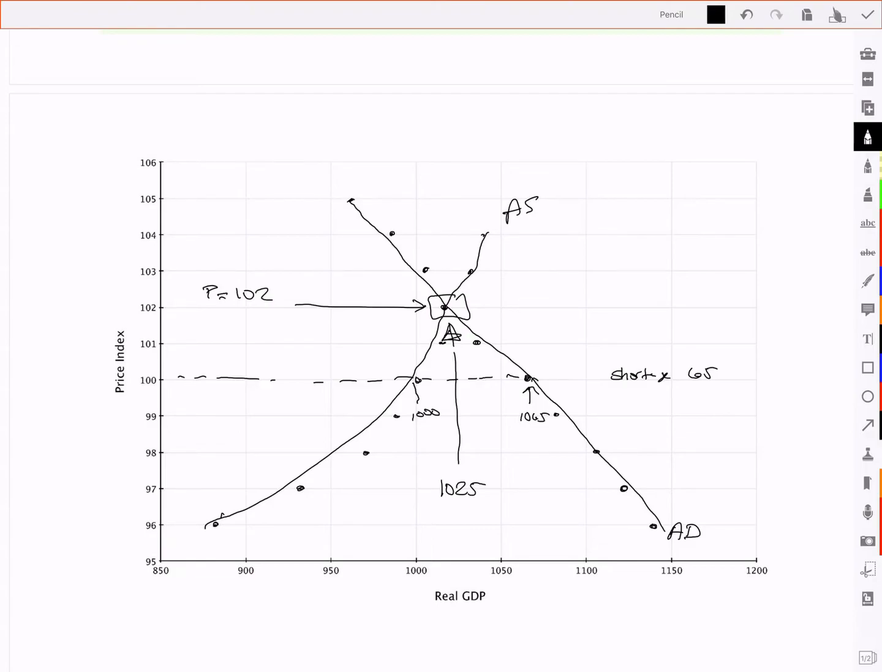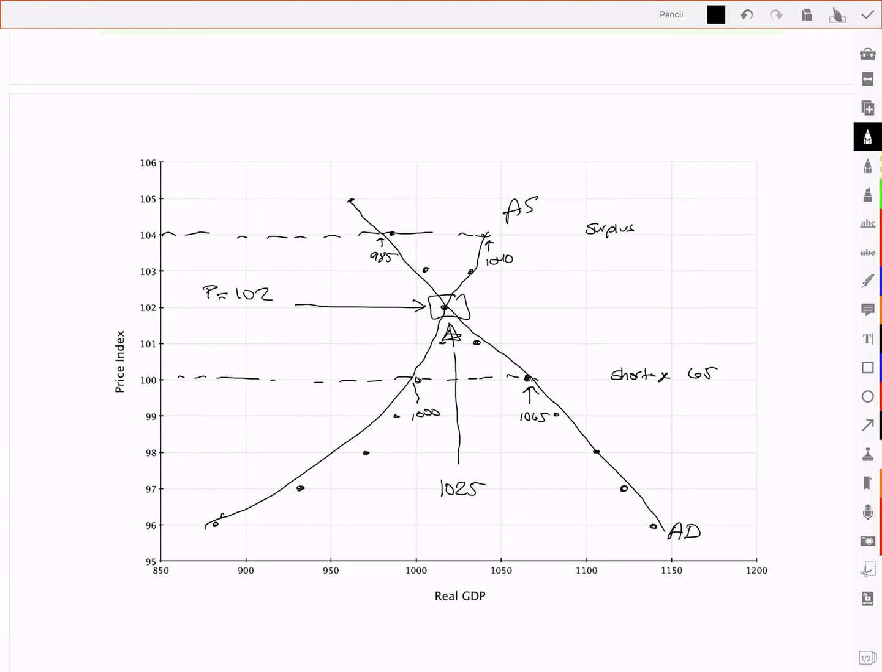Okay. Now, what if the price was 104? If we look at 104, the aggregate quantity supplied is 1040. The aggregate quantity demanded is 985. So at higher prices, businesses want to sell more than we all want to buy. And so do we have a shortage or a surplus? We have a surplus.